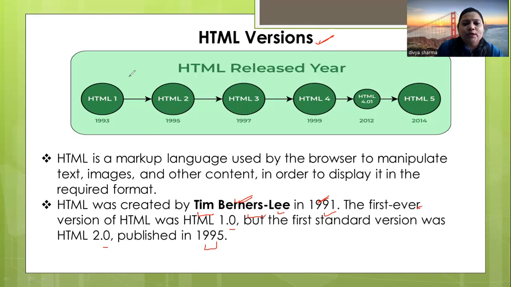So you can see here HTML1, HTML2, HTML3, HTML4, HTML4.0, and HTML5. So HTML1 came in 1993, HTML2 came in 1995 after a gap of 2 years, and after a gap of 2 years, in 1997, HTML3 came. Now after 2 years of gap, HTML4 came. Then in 2012, HTML 4.01, and in 2014, the HTML5 version came.